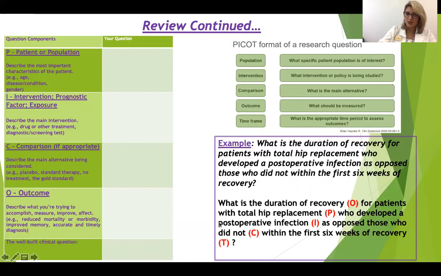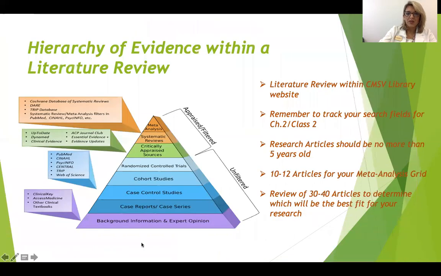Next, we definitely talked about the hierarchy of evidence within a literature review. So when you do your literature reviews, you want to make sure that you're working more with studies that are at this level of evidence, okay? But down here is really the weakest level of evidence, and up at the top is where you find the most filtered, appraised, and accepted evidence-based practice.